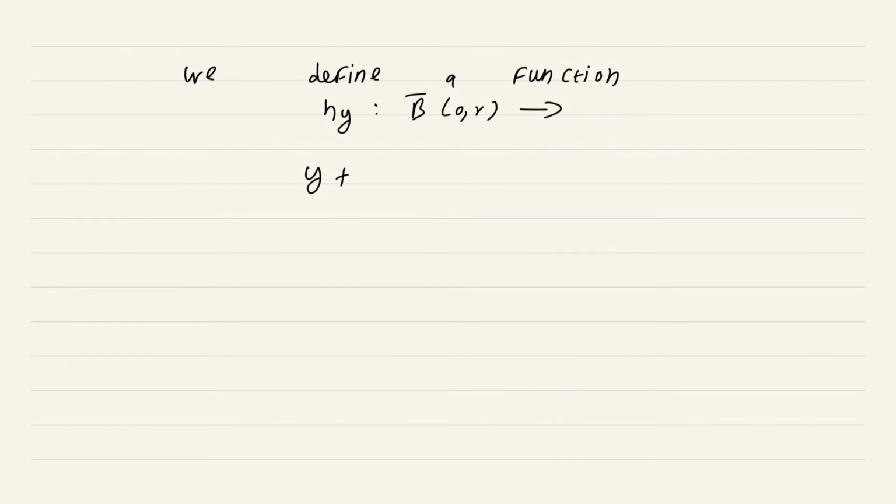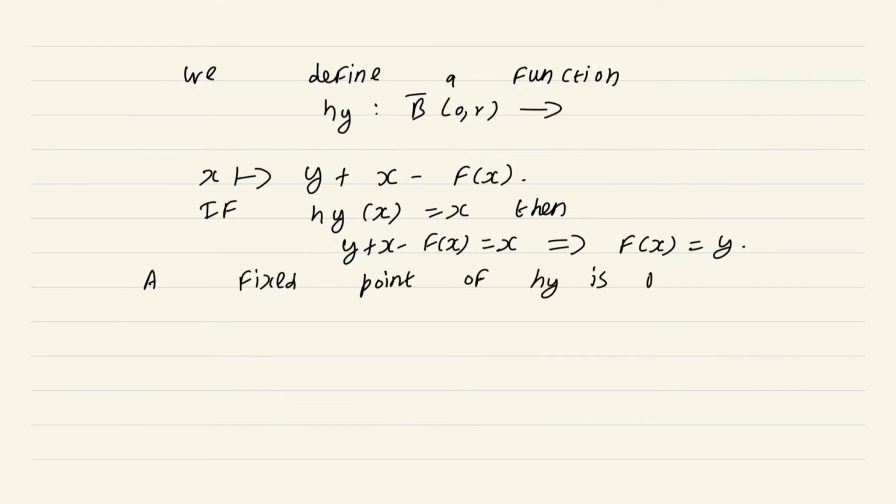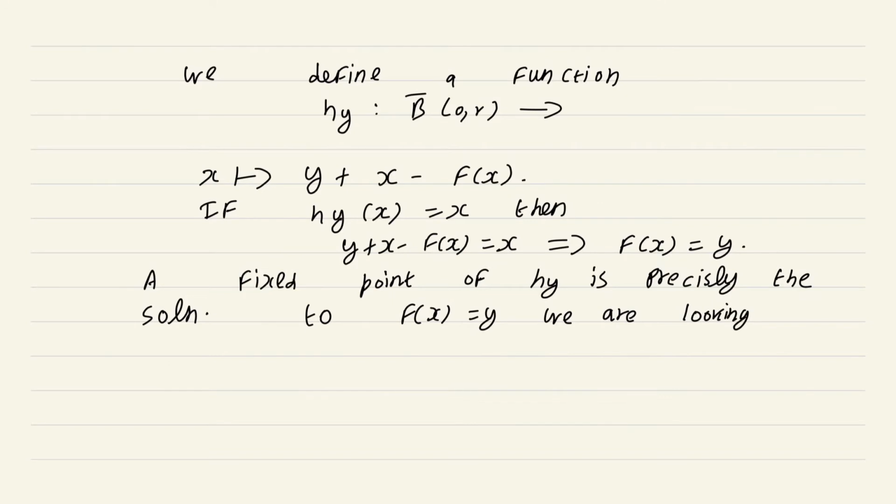This is defined by x maps to y plus x minus f of x, and you can clearly see where the inspiration for this particular choice of function comes from. Now this function has this nice property that if h_y of x equals x, then that just means that y plus x minus f of x equals x, which just means that f of x equals y. In other words, a fixed point of h_y is precisely the solution we are looking for, the solution to f of x equals y. So we have translated finding the solution to finding a fixed point.